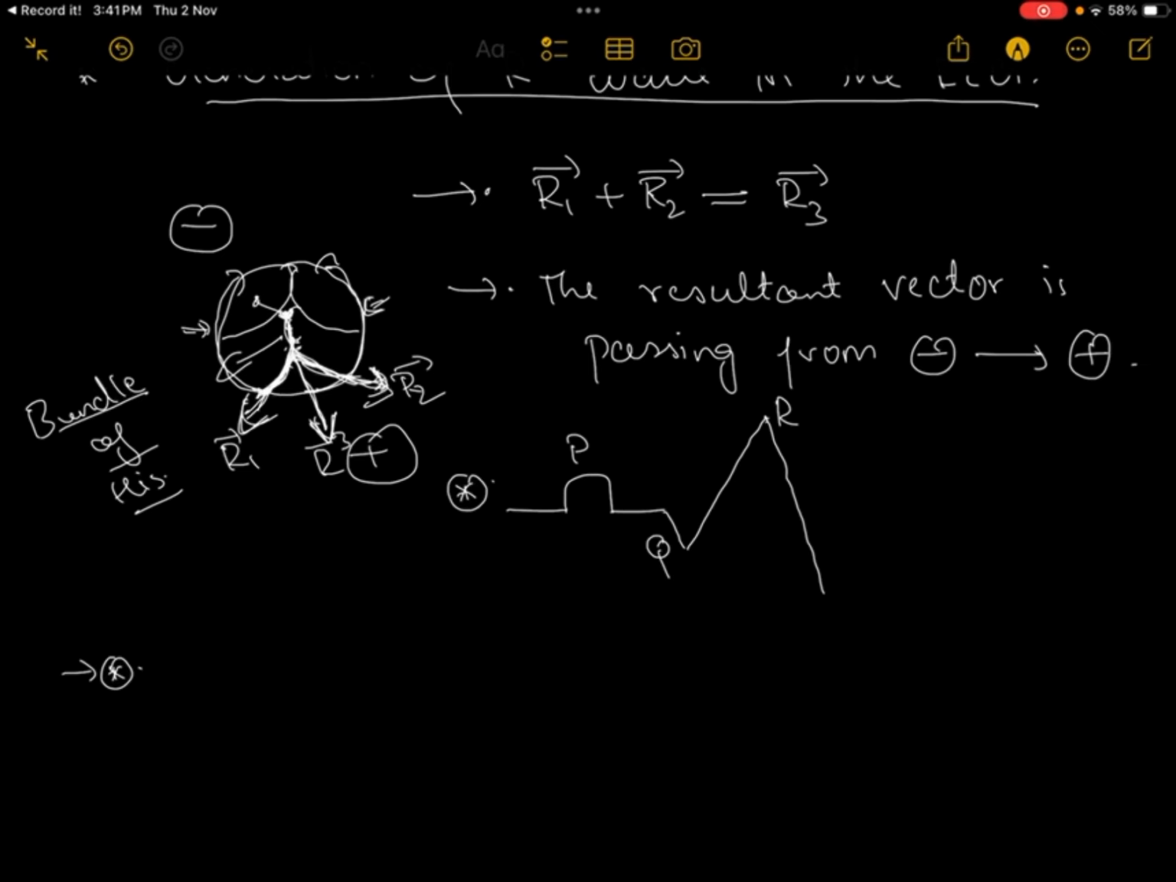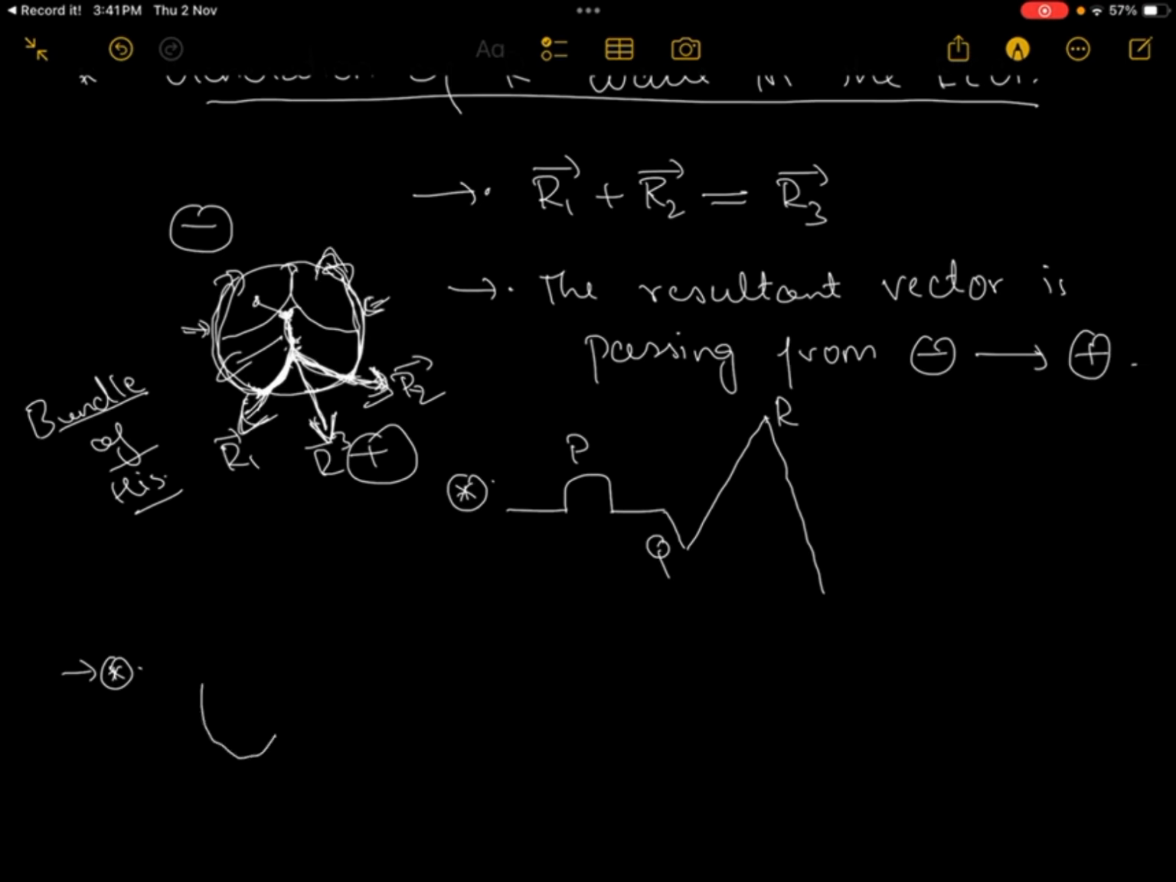The bundle of His transfers the impulses to the respective branches of Purkinje fibers. The right part of the bundle of His will transfer to the right part of Purkinje fibers, and the left part of the bundle of His will transfer the impulses to the left part of Purkinje fibers. So this will be the flow of impulses again.